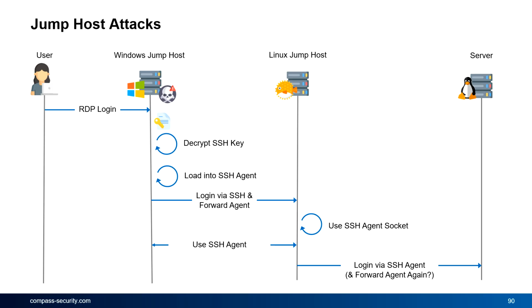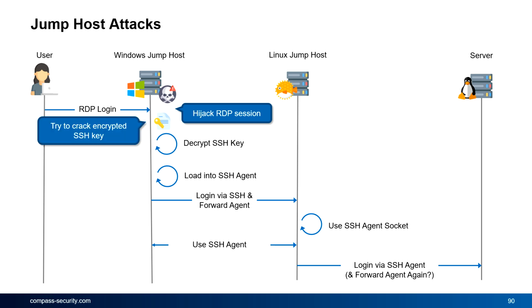Now, if the Windows jump host is compromised, an attacker could hijack the RDP session and just see what she's doing at the moment, take over her session and continue from there. An attacker could also steal the encrypted SSH private key and try to crack it offline if the password is weak. This could be an attack. Then an attacker could also install a keylogger and get the passphrase, like wait until Alice types in the passphrase, and then the attacker has the passphrase as well.